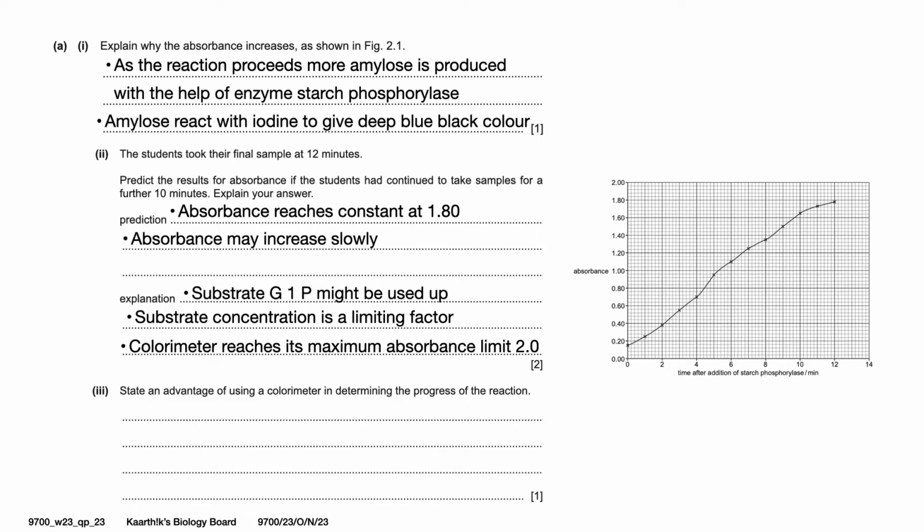Third part, state an advantage of using a colorimeter in determining the progress of the reaction. So what is the advantage of using a colorimeter? So why can't we just look at the color with our naked eye? So what is the advantage of using a colorimeter here, they are asking.